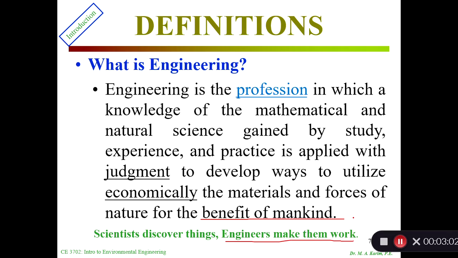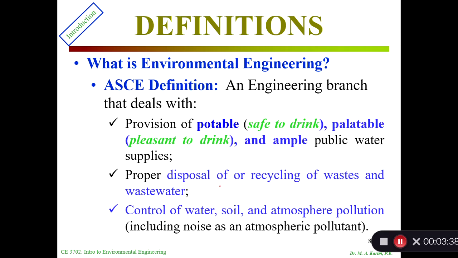For example, Newton's second law, F equals ma, right? We have used this equation several times in fluid mechanics to develop different equations, even P equals gamma H. Another case is the fundamental impulse momentum equation, where we use F equals ma. So that's what it means. The scientists discovered things, but engineers used them to make something work for human beings and other things like that. So what is environmental engineering?